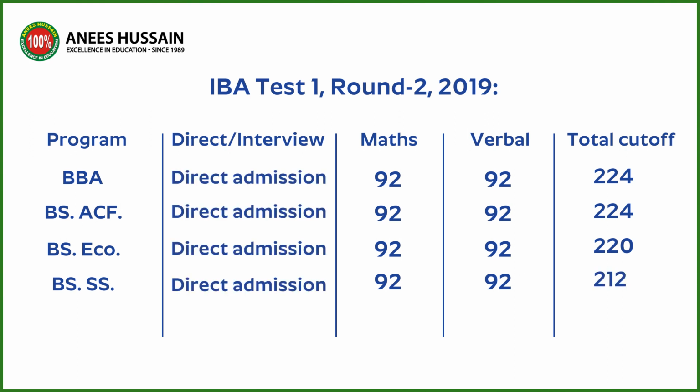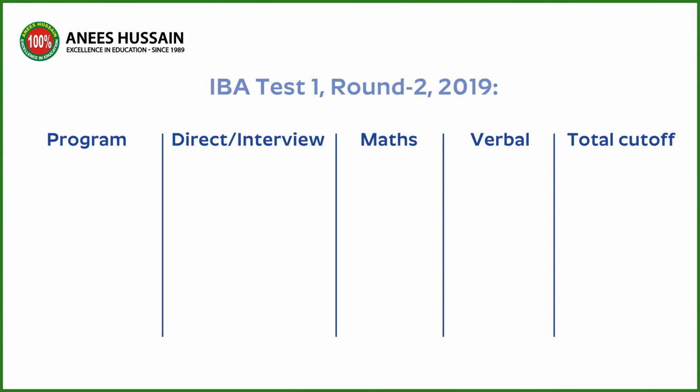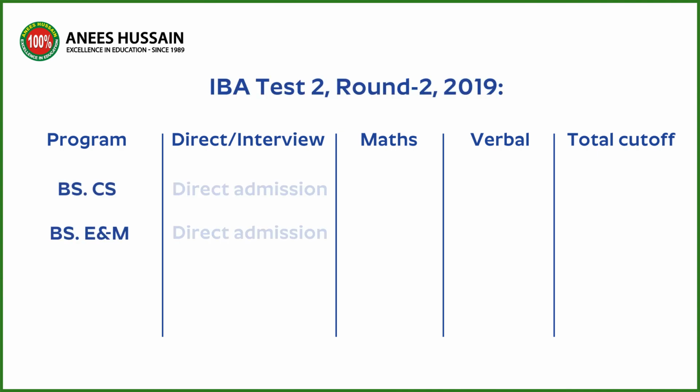The cutoffs for the interview for BBA were 212, Accounting and Finance was 212, Economics was 208, and Social Sciences was 204, which means again the cutoff ranged from 204 to 224. Now looking at the last test for 2019 round 2, you could see that individual cutoffs for math and verbal were 92 each.